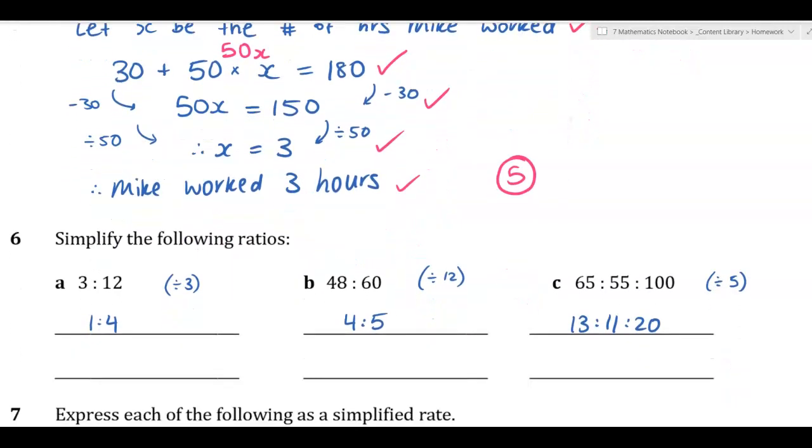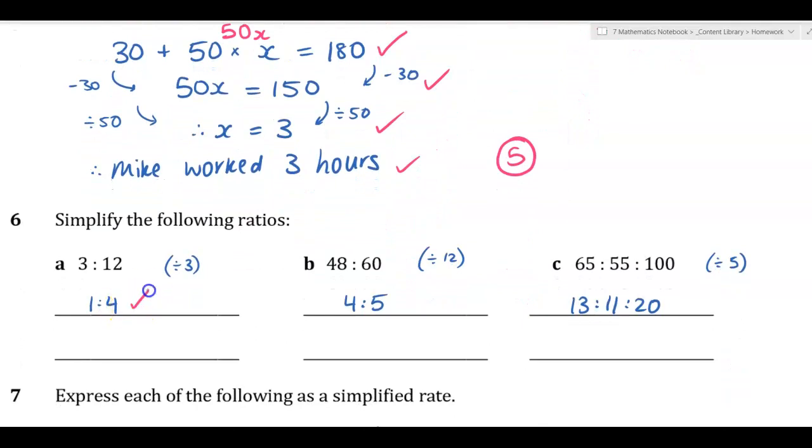Simplify the ratios. So for A, you divided everything by 3, you got 1 to 4. B, you divided everything by 12, you got 4 to 5, sorry. C, we divided everything by 5, and we got 13 to 11 to 20. If you made a mistake on one side of the ratio, you give yourself half a point.